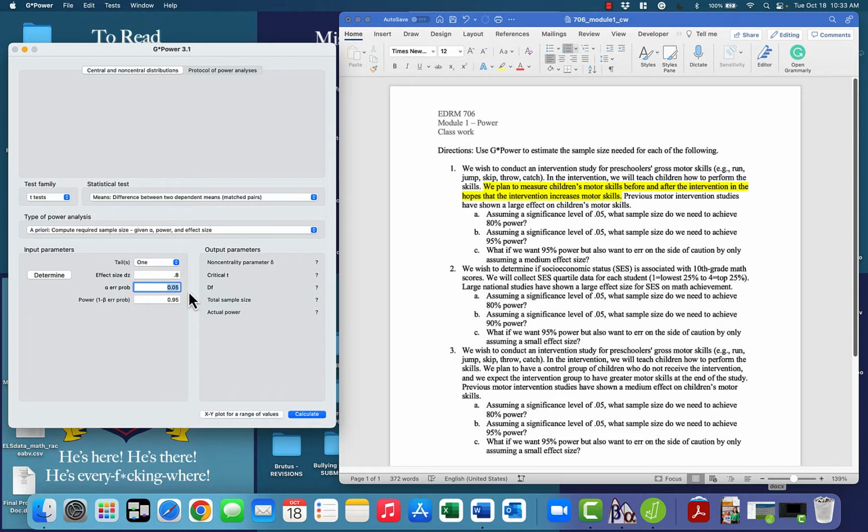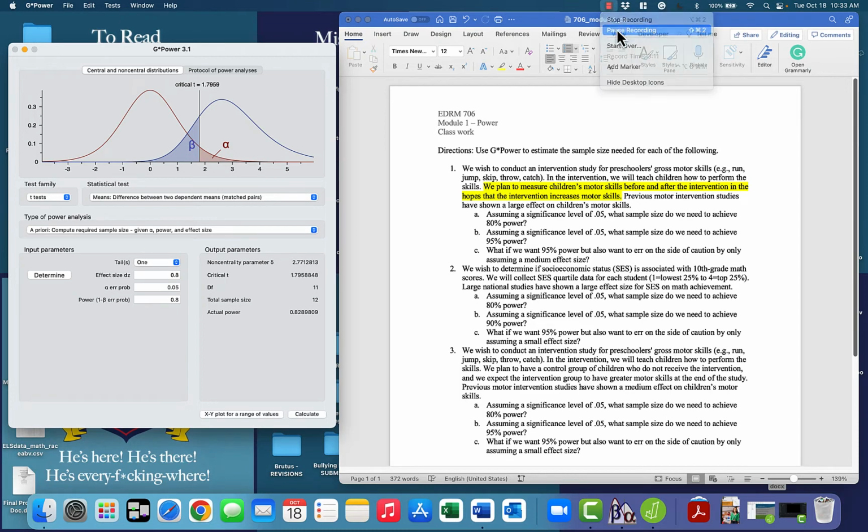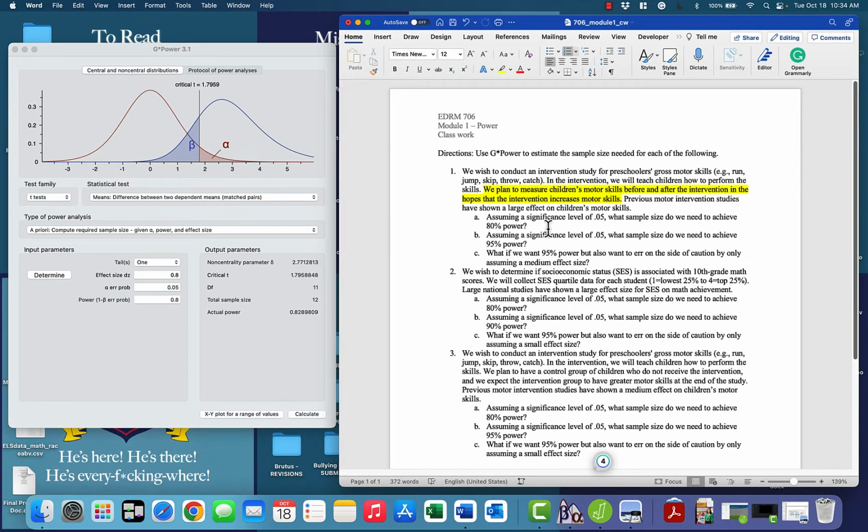All right, and in the problem, it says to assume a significance level of 0.05, so alpha stays 0.05. And it says, let's go with our rule of thumb of 80% power. So we need to change our power to 80%. And then we can click calculate. All right, and what do we get? We get a sample size of 12 students. All right, so I can put in here 12 as our sample size needed for 80% power.